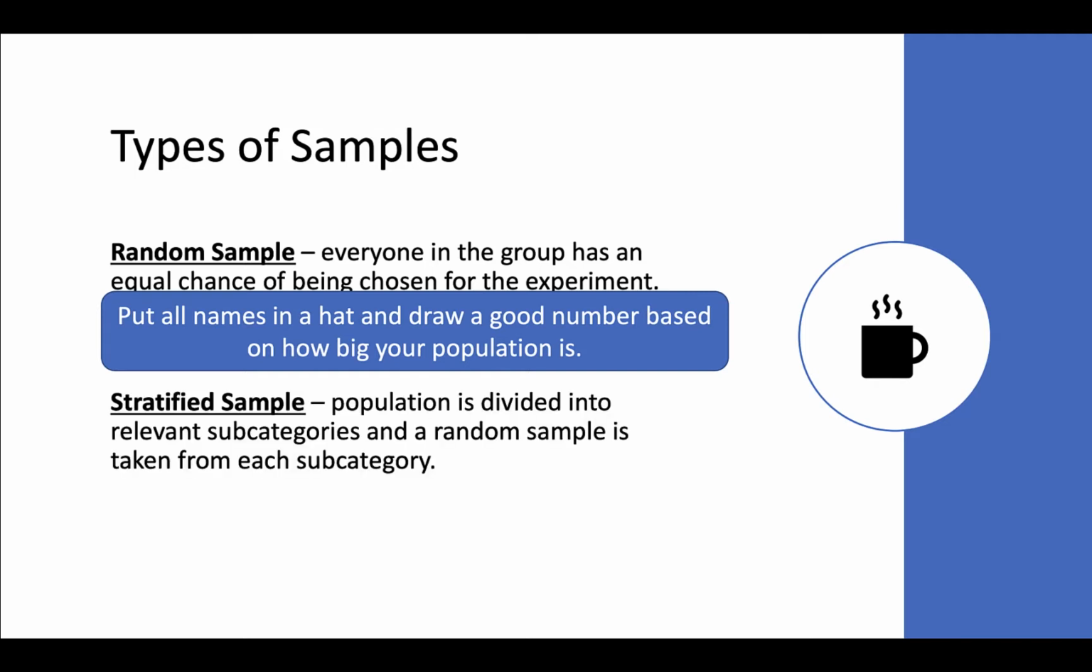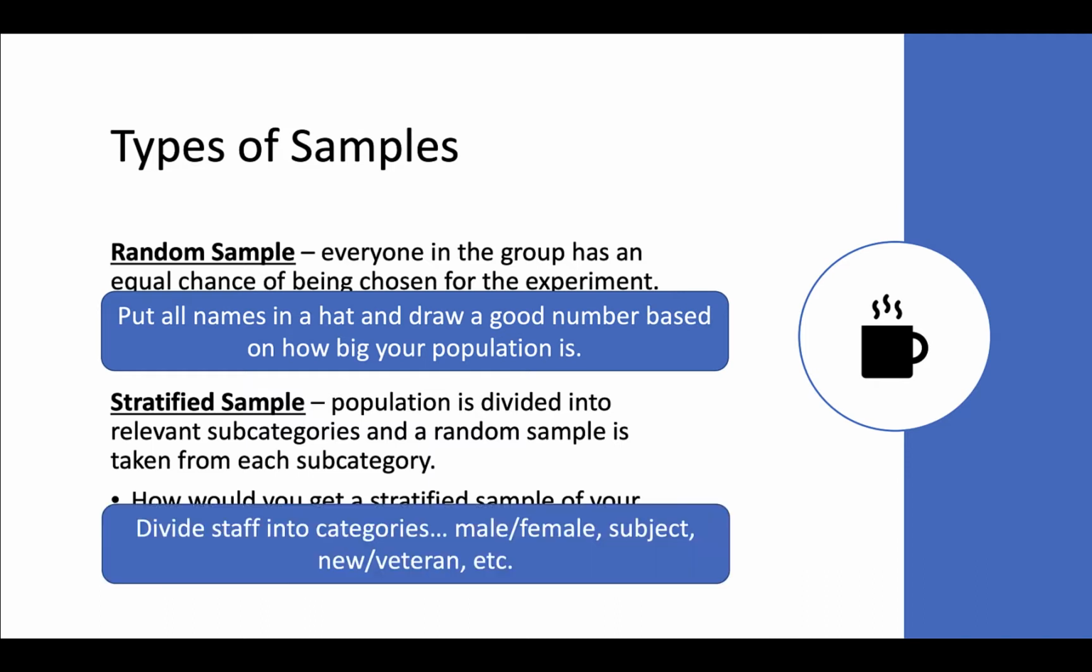Now there's another thing that's called a stratified sample. This is where your population is divided into relevant subcategories, and a random sample is taken from each subcategory. So in this instance, in order for us to get a stratified sample of our population, we might have to divide Dover High School staff into categories: male, female, by subject. So if they're in the math, science, English, social studies, world languages, CTE, phys ed, health, art, music department, etc.